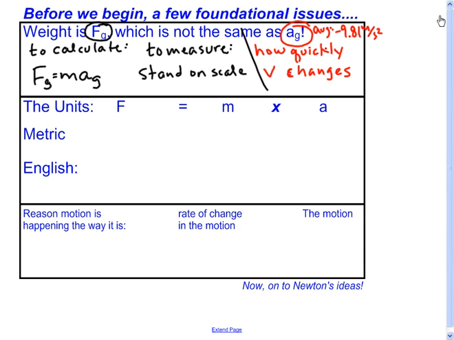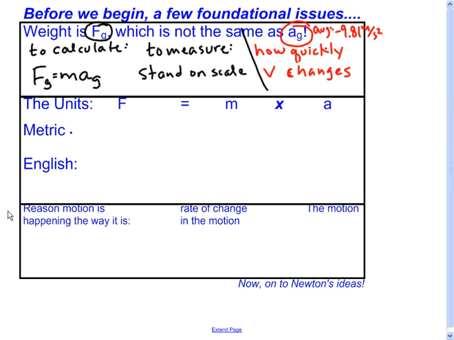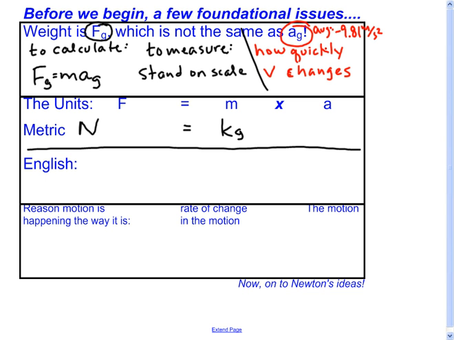Now, what are the units of force, mass, and acceleration? Let's separate this into metric and English units. What's the metric unit of force? The Newton. A Newton will accelerate an amount of mass measured in kilograms at a rate of some meters per second squared, depending on how hard you're pushing. That's why a Newton is a kilogram meter per second squared. It's the amount of force necessary to accelerate 1 kilogram to 1 meter per second of speed in 1 second.